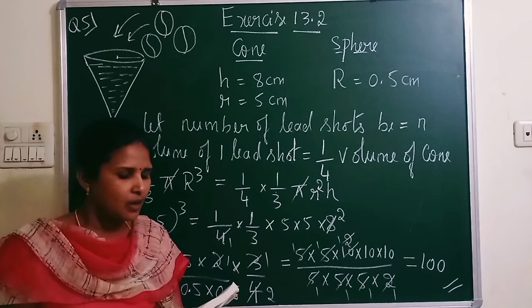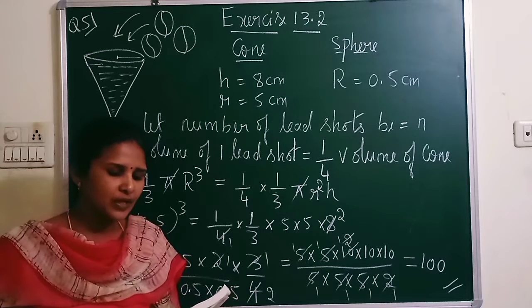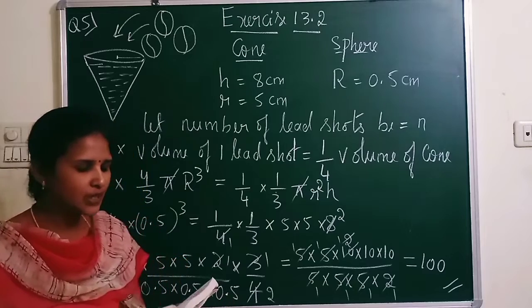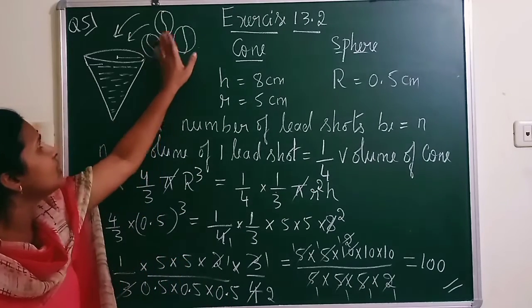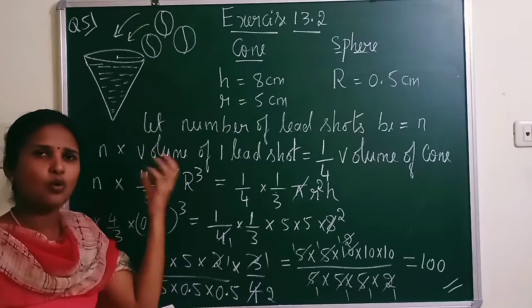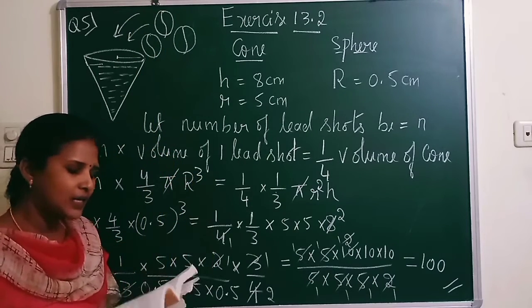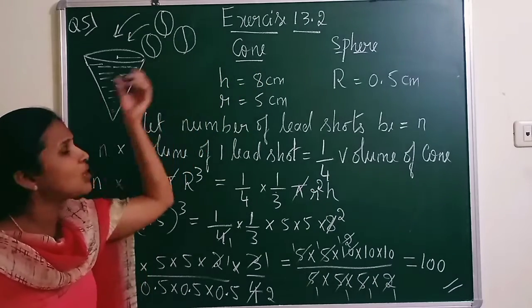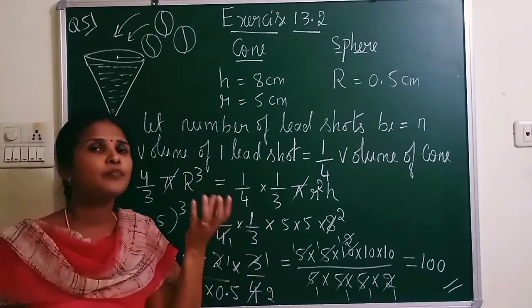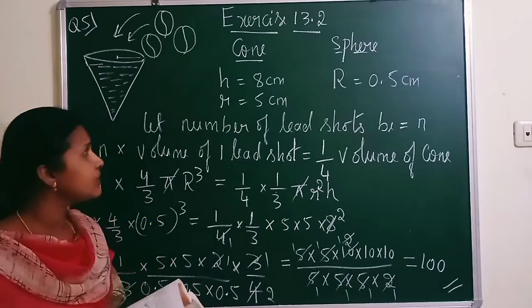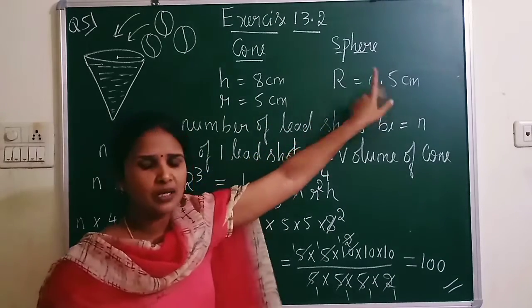Next is given, when lead shots, each of which is a sphere of radius. So, you can see these are the lead shots. We don't know how many lead shots you are putting in the cone, but it is giving the radius of the lead shot as 0.5 centimeter. And the lead shots are in the shape of what? In the shape of a sphere. And the radius of the sphere is given as 0.5 centimeter.